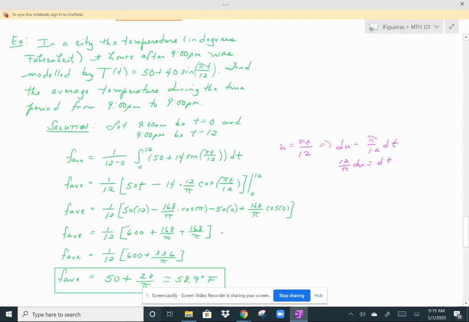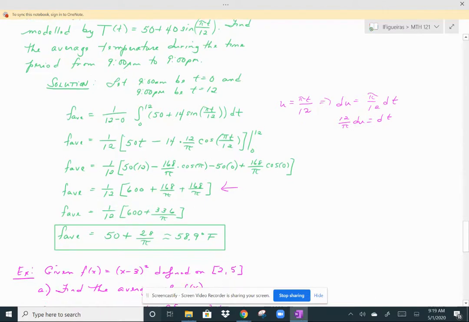So inside the parentheses, you get 600 plus 168 over pi plus 168 over pi, which gives you 600 plus 336 over pi. And if you distribute 12 across this, 12 goes into 600 and 336. So your average value, the exact answer, is 50 plus 28 over pi. And if you approximate that, that's about 58.9 degrees Fahrenheit.